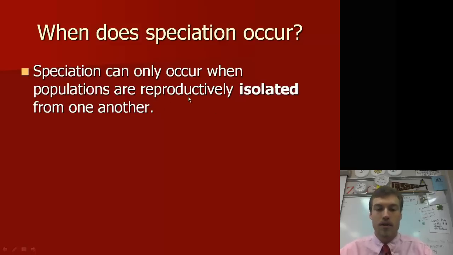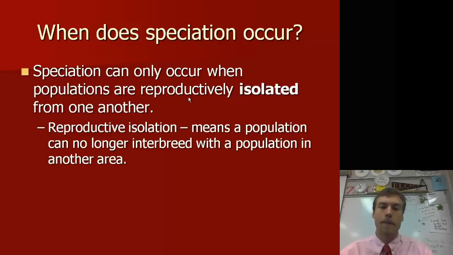And notice that we're saying that they have to be reproductively isolated. They don't have to be geographically isolated necessarily, because speciation just occurs when two species are no longer mixing their alleles, mixing their genes with one another, right? Their gene pools with one another, so therefore they each are evolving independently, okay? So reproductive isolation means the population can no longer interbreed with a population in other areas.